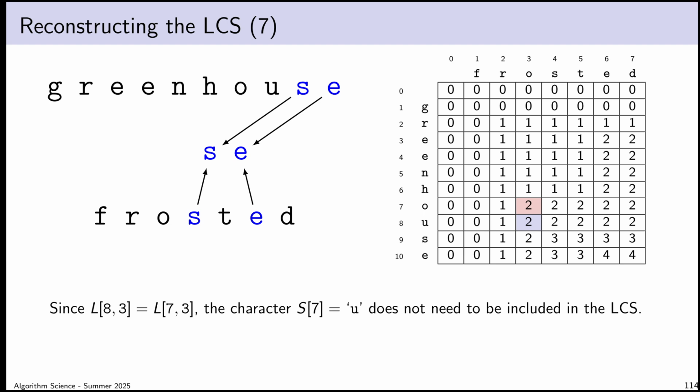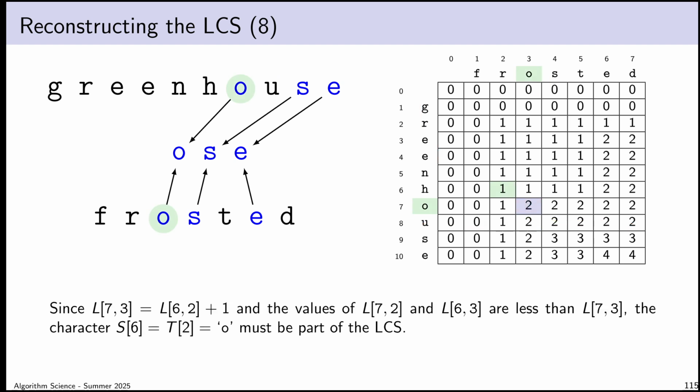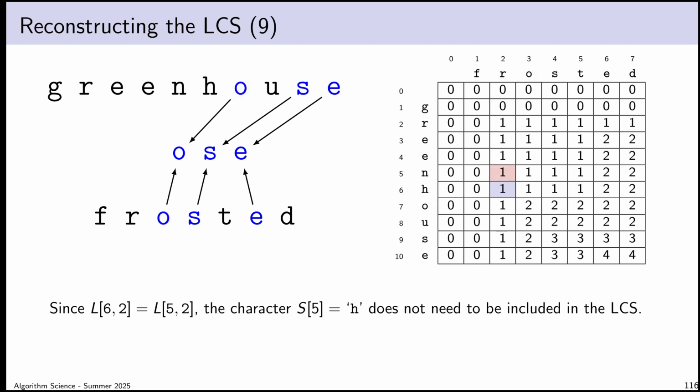And same, in this case, I see that the substring here is up to the letter U in greenhouse and up to the letter O in frosted. And I notice that if I ignore the U, the length of the sequence does not decrease, so I can ignore the U, I just cross it off. Then I hit the O, and I see here that if I ignore the O, the length of the sequence goes down. So I bring the O in, and I step up here. I notice that if I ignore the H, the length of the sequence remains the same. Same if I ignore the N and the E and the other E.